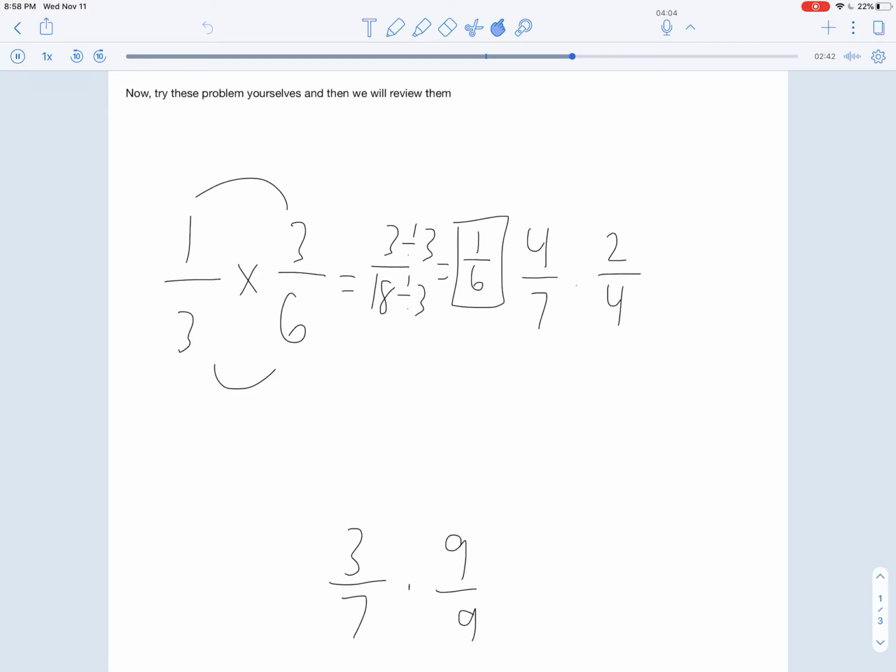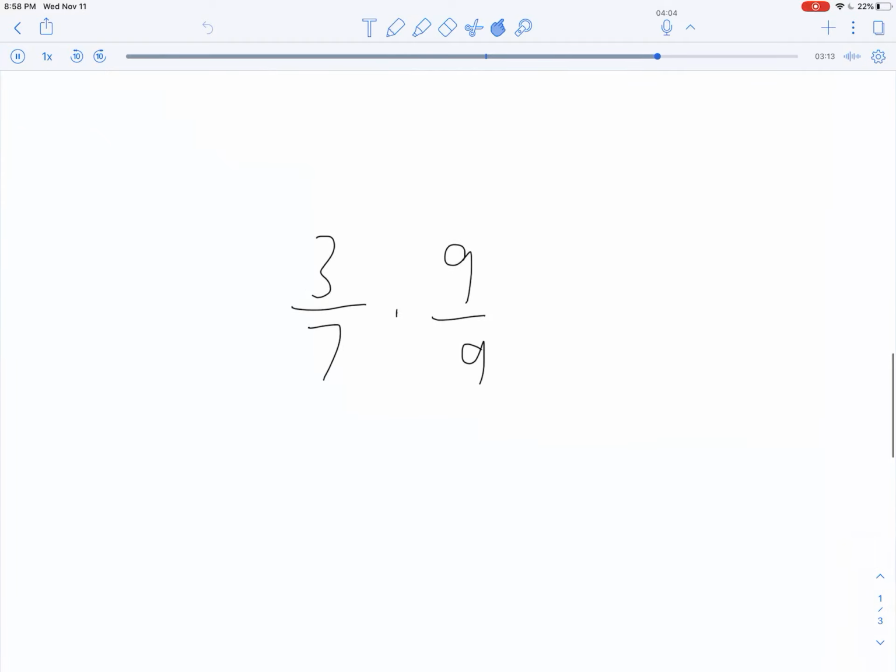Here we have 4 over 7 times, this is the times right here, times 2 over 4. So multiply the top, multiply the bottom. 4 times 2 is 8. The bottom is 28. So here I can go ahead and simplify this. Let's simplify this by 4. 8 divided by 4 and 28 divided by 4 gives me 2 over 7. Awesome. And if you see on this problem right here, I simply have a dot between these two fractions. That's another way of saying multiplying, but usually we'll use an X when we're multiplying.